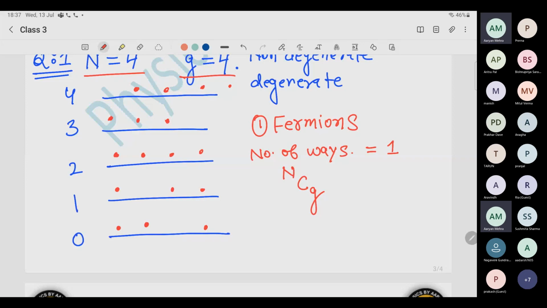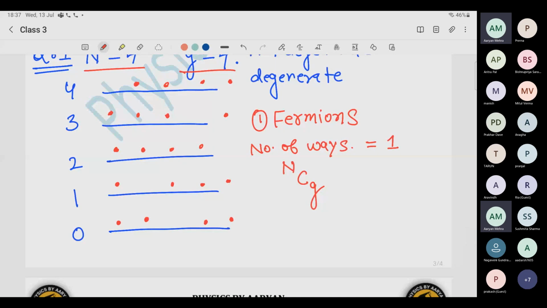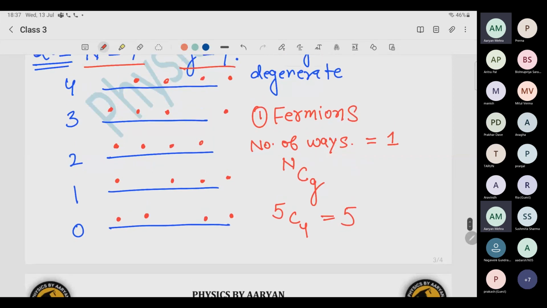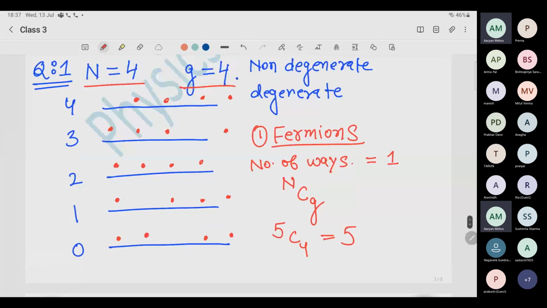Tell me which way is this? The second one stays empty. Yes, the second one stays empty. Okay, perfect. So there are a total of 5 ways. If you draw a diagram there can always be confusion, but using the formula there is never confusion. 5C4 will always give you the answer 5. So for fermions our answer is right.